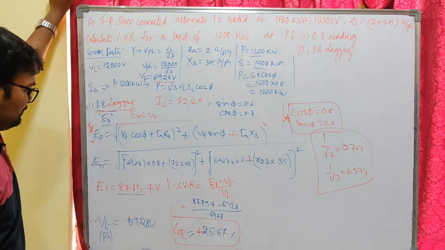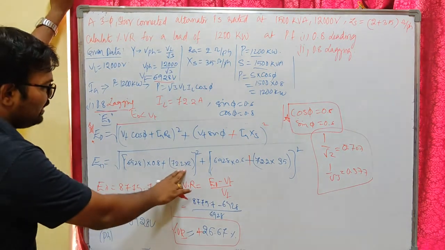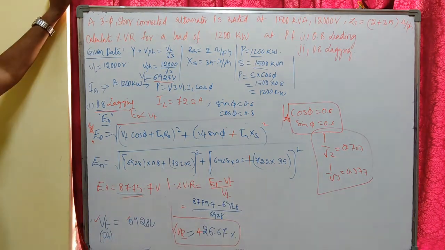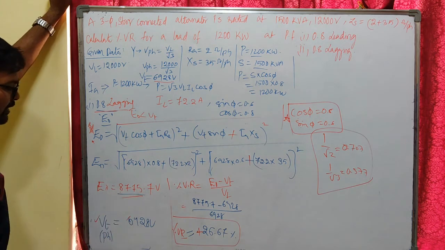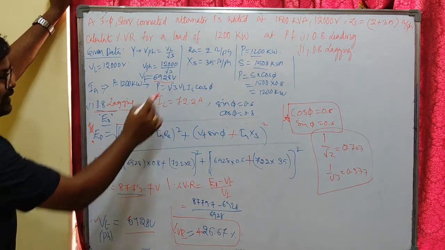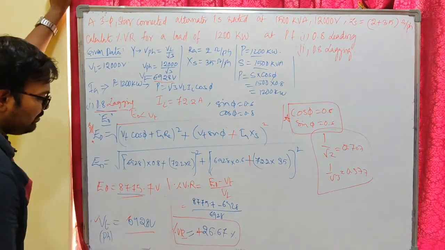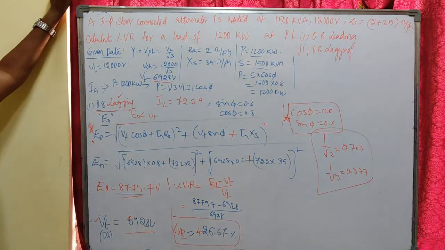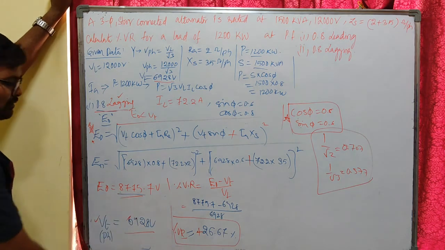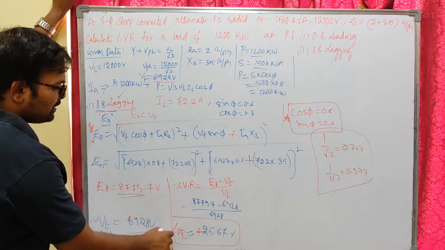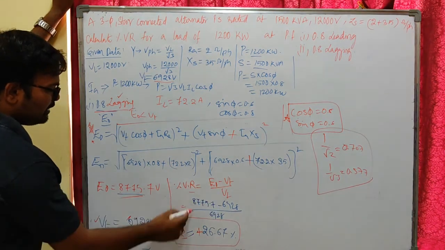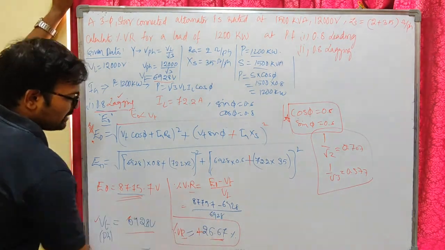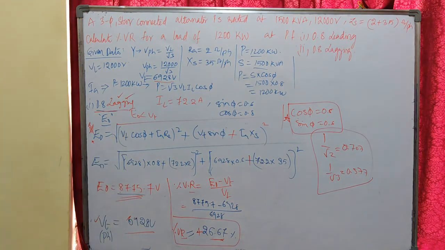We have substituted Vt cos phi, Ia Ra, and Vt sin phi, Ia Xs. We will get the generated voltage E naught equal to 8775, and our terminal voltage per phase is 6928. You can see here our generated EMF is more compared to our terminal voltage because it is a lagging power factor load. So our armature reaction drop will be subtracted from this, and you will get this one. You can find the percentage voltage regulation equal to E naught minus Vt by Vt, so E naught 8775.7 minus 6928 by 6928. The percentage regulation will be positive for lagging power factor, that is 26.67%.